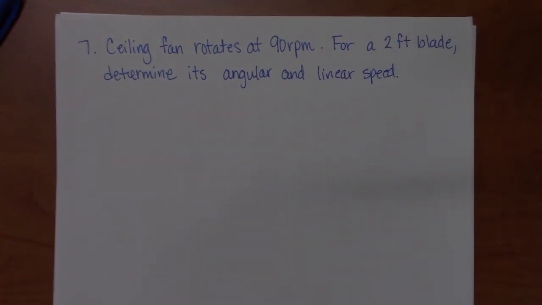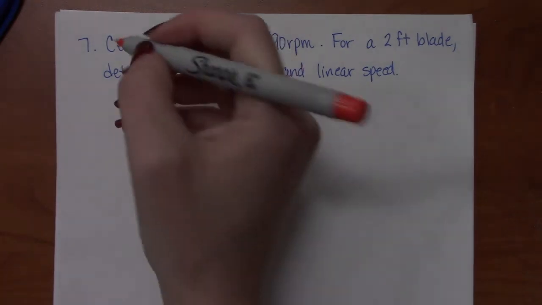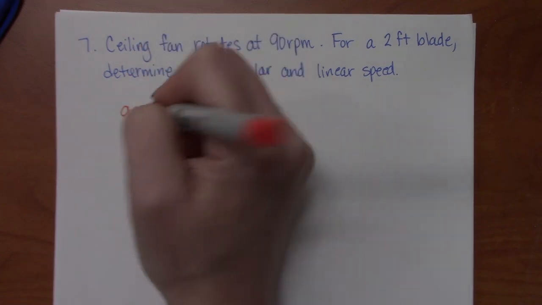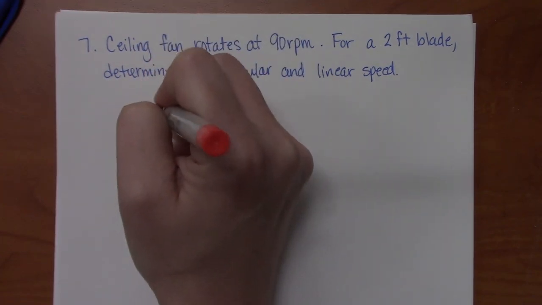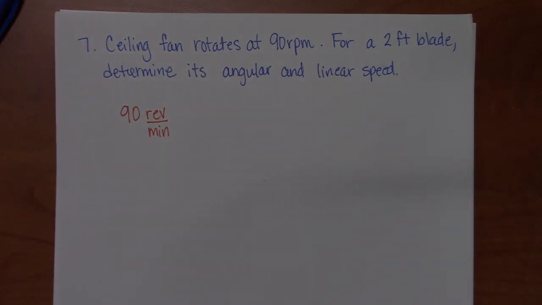Okay, so we have a ceiling fan and we want to determine its angular and its linear speed. RPM is revolutions per minute. That's actually a speed, okay? So really this question is just playing with units and converting to the correct units. So 90 RPM is 90 revolutions per minute. So that's what that looks like, right?